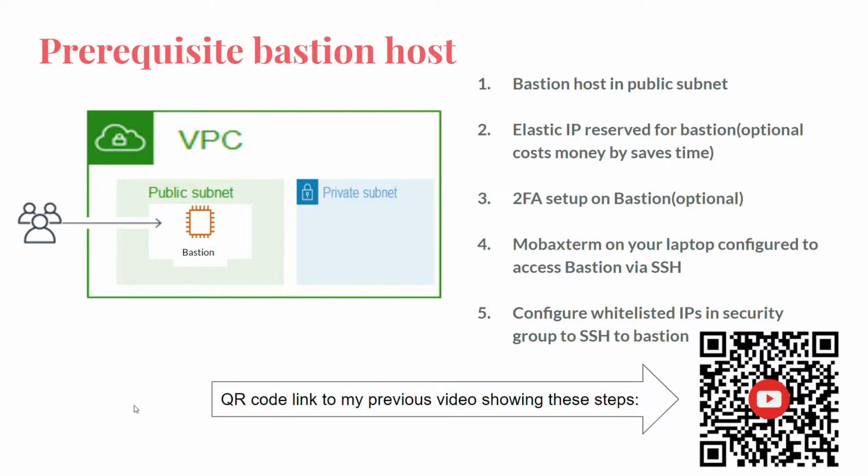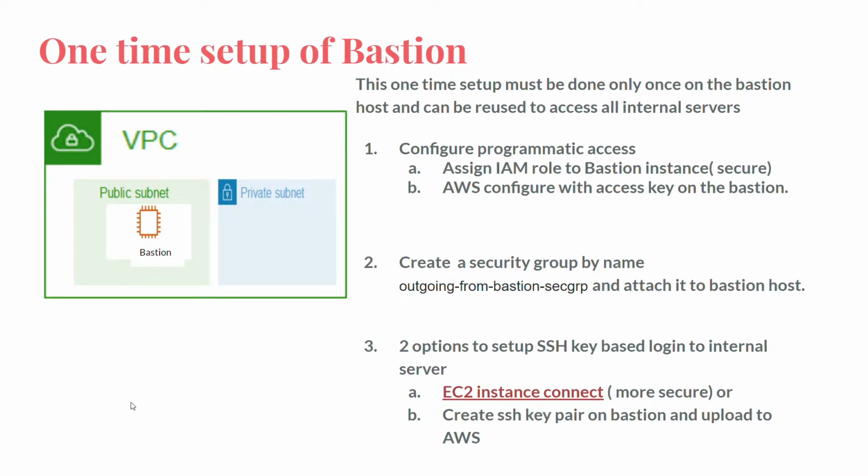To recap, the Bastion host is in a public subnet, accessible via SSH from the internet. A reserved elastic IP is optional and done for efficiency, so that the MobaXterm SSH client configuration is done only once. Now I will talk about the setup needed on the Bastion host. It is a one-time setup only. There is no need to repeat this for each internal server created in the future.